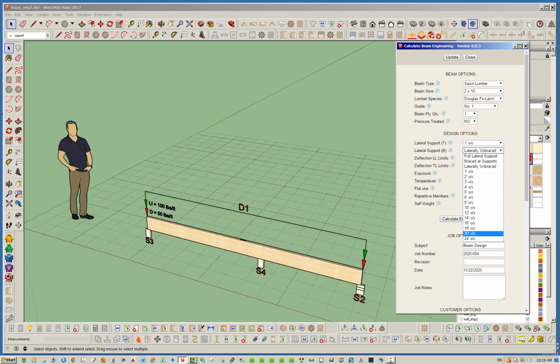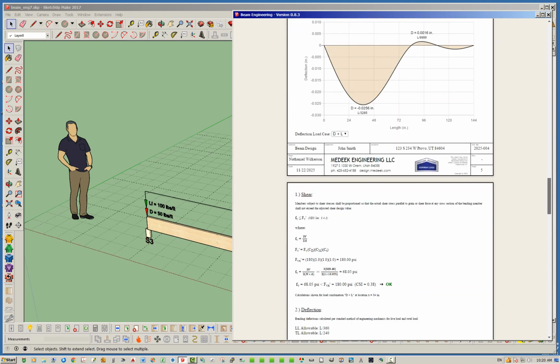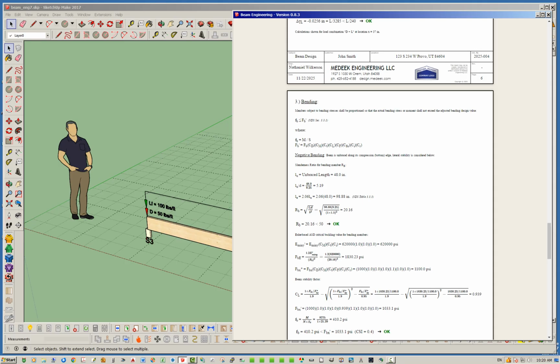It's going to take the shorter of the 2, right? So if you set it to 20 foot on center, it's going to ignore that and just select 144 inches, because this is greater than that value. But as you get smaller, these will override any unbraced span length in the beam. So let's try 4 feet on center. Now you'll notice the unbraced length on the negative bending should be 48 inches. And yes, the unbraced length is 48 inches, and your C sub L reflects that value.